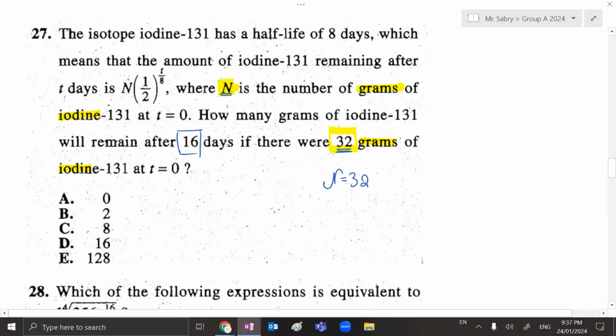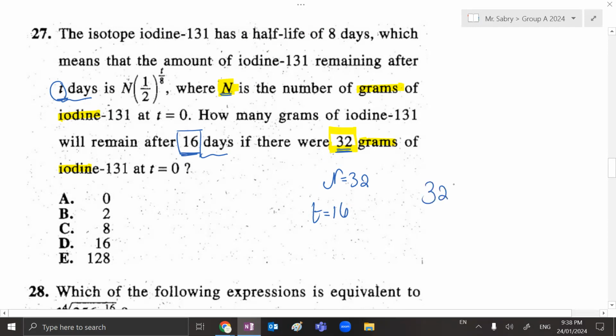Also, when you read it up there, they said this isotope of iodine has a half-life of 8 days, and they're asking, they also said that the T is representing T days, and then they said 16 days. So this means that T equals 16.